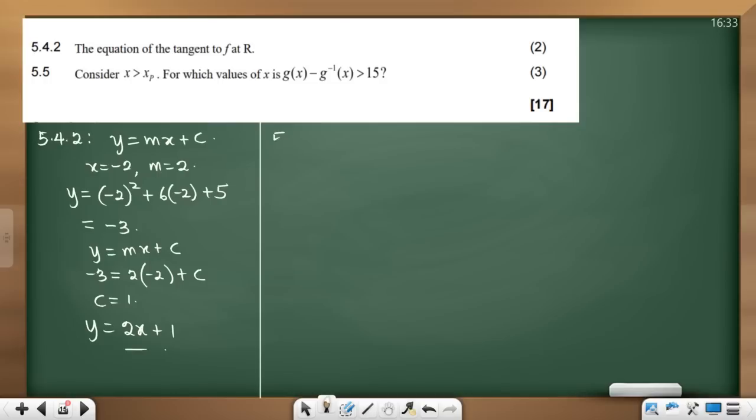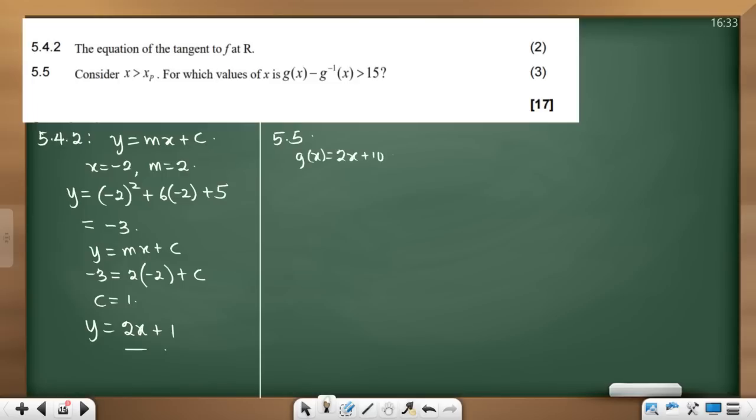5.5. Consider x greater than the x value of p there. For which values of x will g of x minus the inverse? Wait, what is g of x?